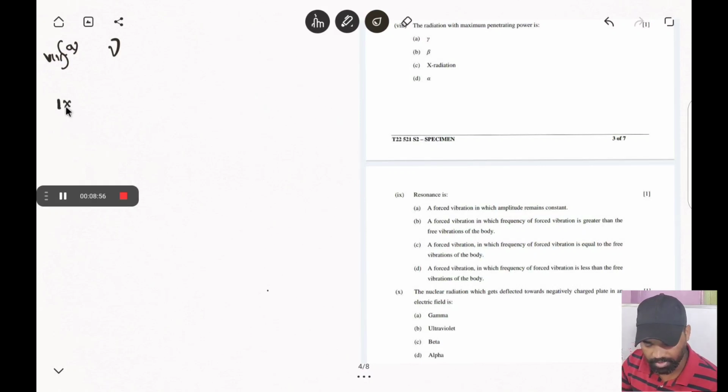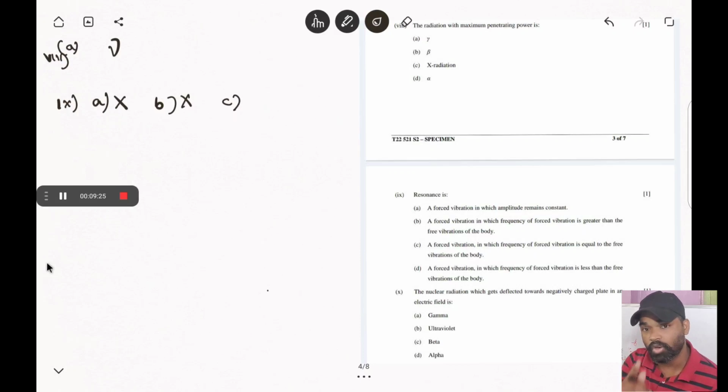Okay? Number 9, if you look carefully. Resonance is, look at the definition, what they've given. A forced vibration in which amplitude remains constant. Wrong. Number B. A forced vibration in which frequency of the forced vibration is greater than the frequency of the free vibration of the body. That's wrong. Number C. A forced vibration in which frequency of forced vibration is equal to the free vibration of the body. Now that's my correct option. So option C is my correct option.